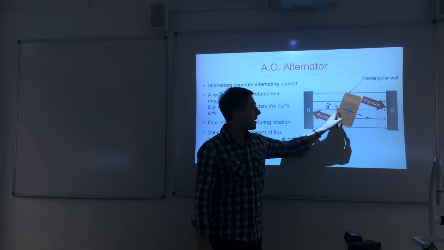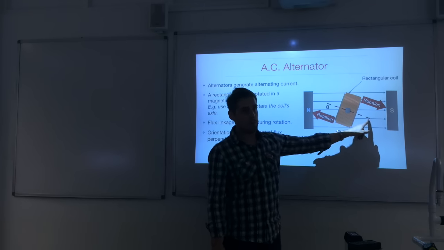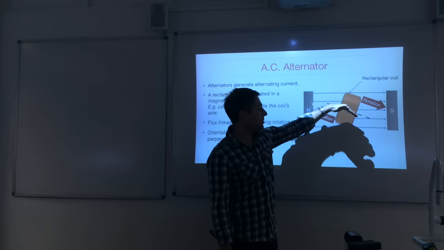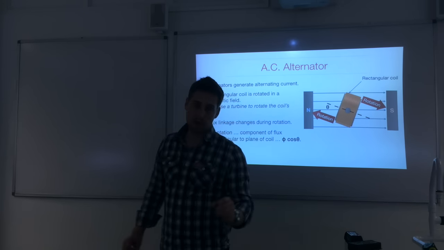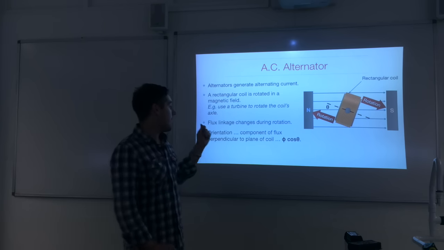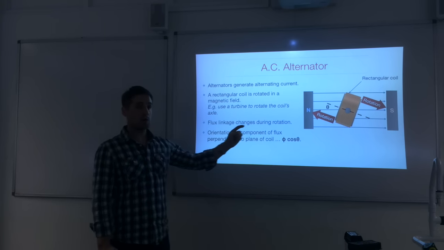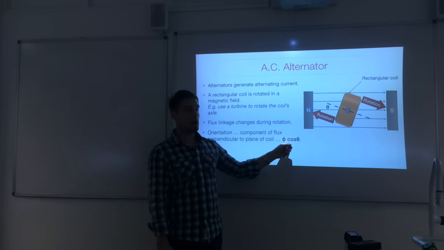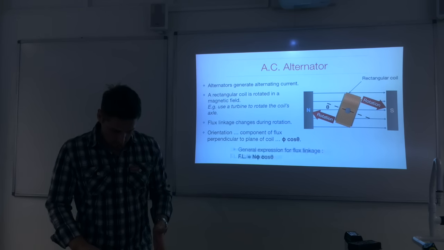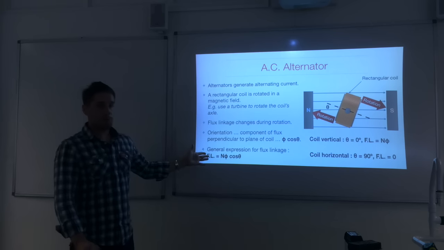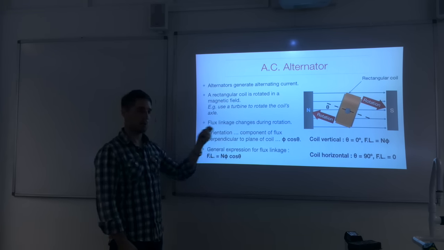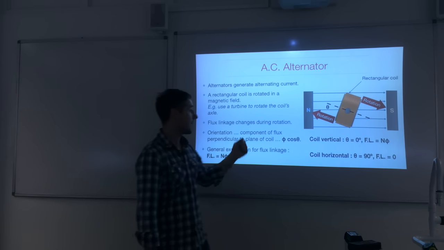So if we take the perpendicular to the plane of the coil, the angle between that and the flux lines, that angle is theta, so that's our orientation. The component of flux that is perpendicular is phi cos theta. Okay, so now our general expression for flux linkage is going to be n multiplied by the perpendicular component of flux, so that's n phi cos theta.